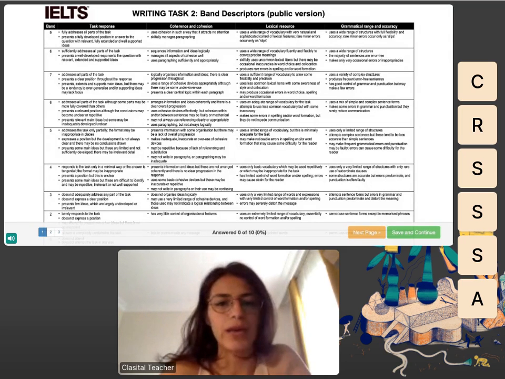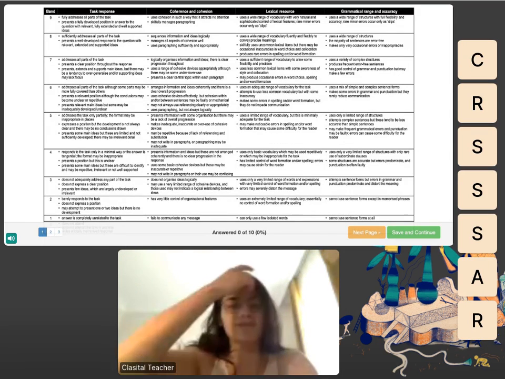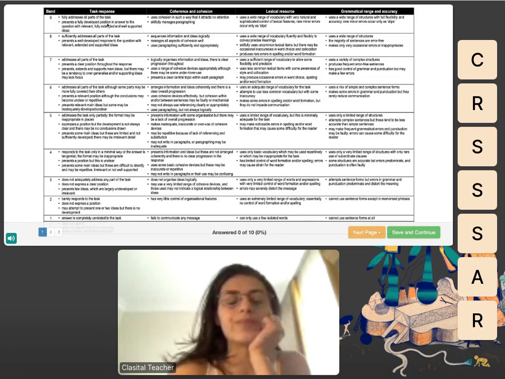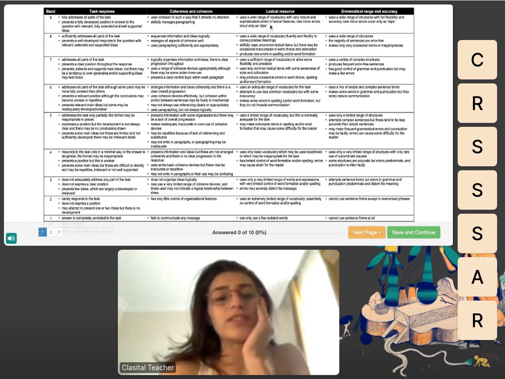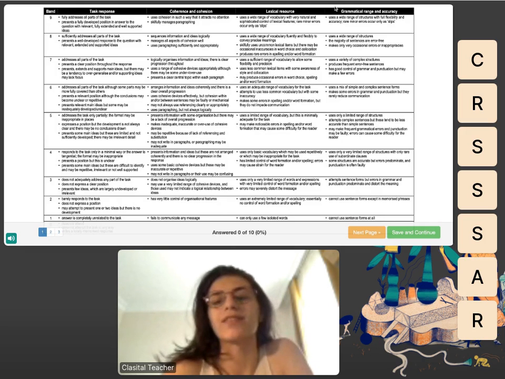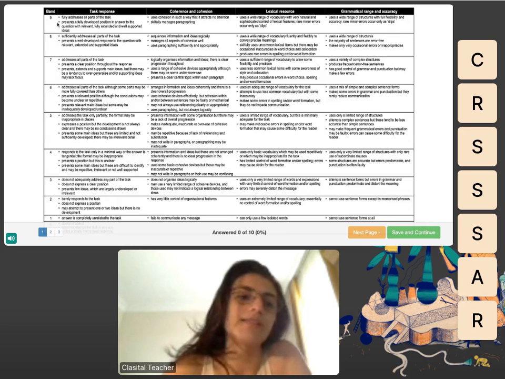As you can see on the screen, we have these band descriptors, which is basically how IELTS examiners score your writing. So, for example, you have 4 different band scores. The first one is according to your task response, and the second one is according to your coherence and cohesion. The third one is about lexical resource, which is just a fancy way of saying vocabulary. And the last one is your grammatical range and accuracy. And according to these 4 criteria, you get a band.